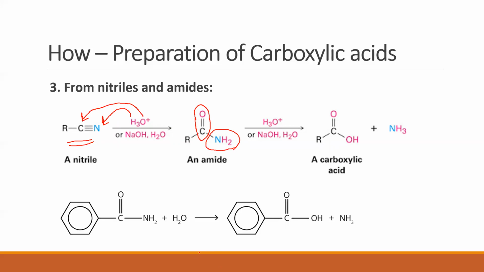Clear? So let me repeat it once again. When a nitrile is made to react with acidulated water, or water in the presence of an acid, the oxygen from the water gets added to carbon. Carbon will become C double bond O, the carbonyl carbon. And the two hydrogens of water will add to nitrogen such that nitrogen becomes NH2. Now this CONH2 is nothing but an amide. So this is an amide.